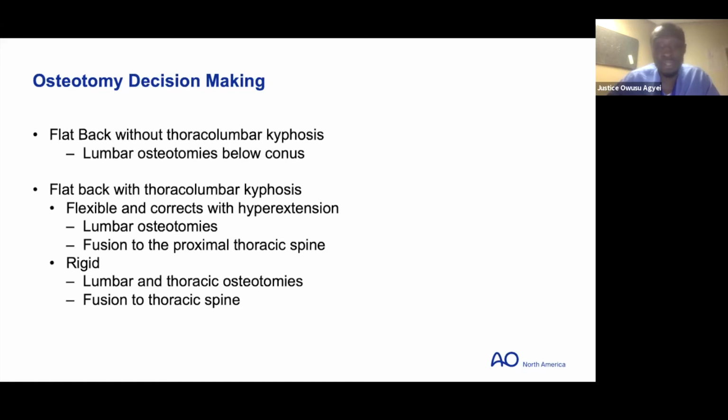However, when the patient does have an accentuated thoracic kyphosis, it is important to distinguish whether the kyphosis is flexible or rigid. If it's flexible, then one can extend the fusion into the thoracic region without performing any osteotomies. Whereas if it's rigid, then we would have to perform lumbar and thoracic osteotomies in order to correct the deformity.